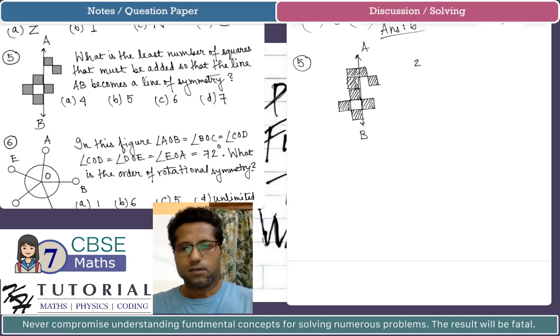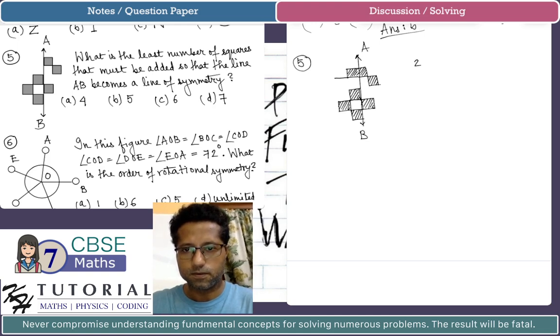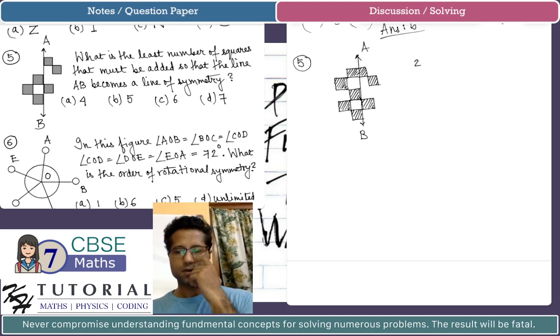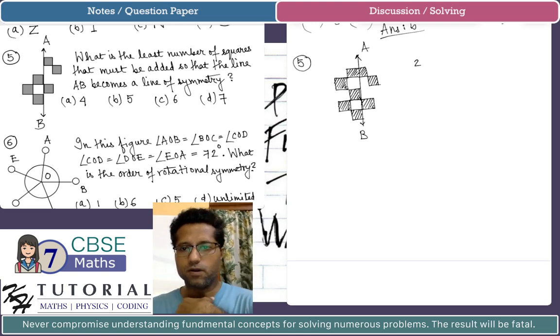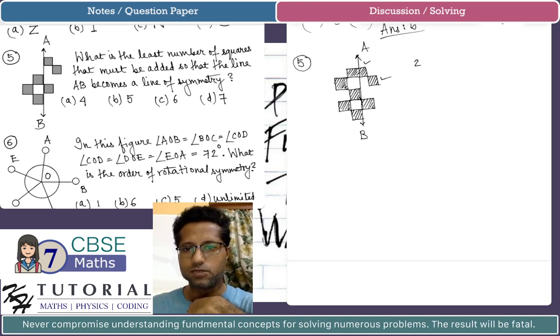No, sorry, I drew the figure incorrectly. This square will not be there. The squares will actually be this one and this one, and this one, this square. Okay. So for these two squares on the right hand side, we have added their corresponding squares on the left hand side so that that part looks identical on both sides. So we have added so far two squares.